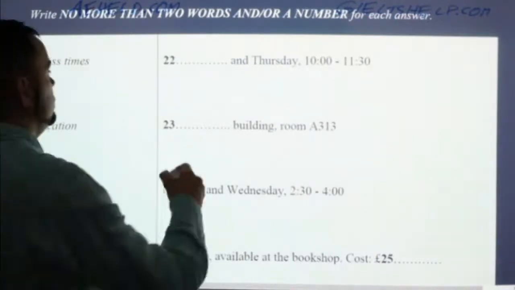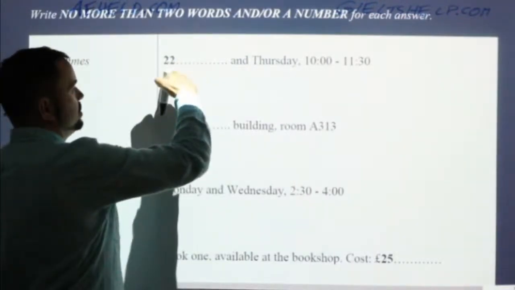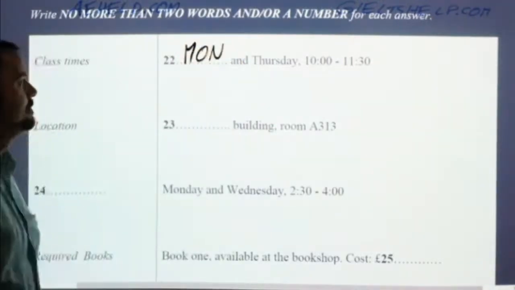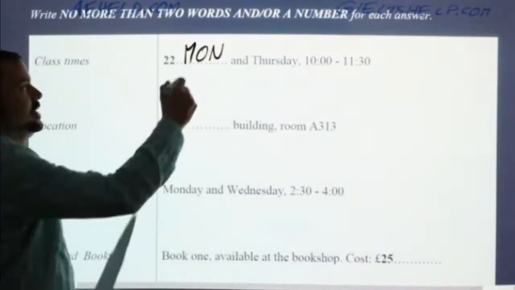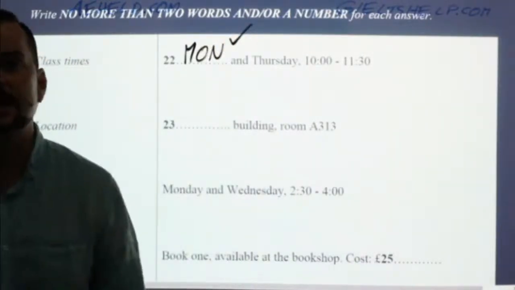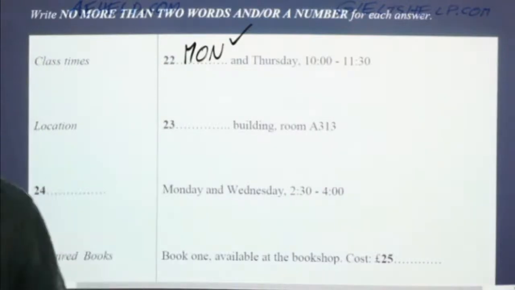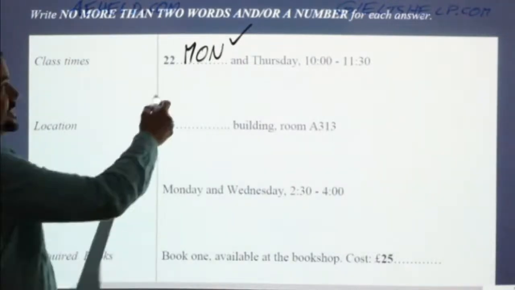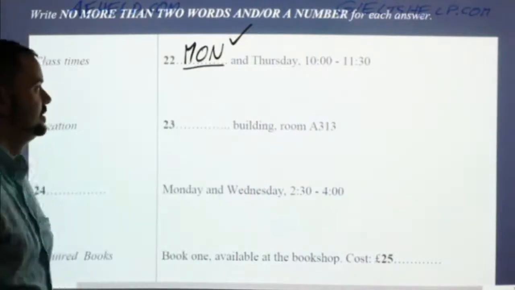All you really need to do for your answer sheet for 22 is just write MON, like that, M-O-N, okay? They will mark that correct for Monday. You can use abbreviations on the IELTS exam. It is accepted to use abbreviations, Monday, M-O-N, okay? So they will take that. That's your fastest answer and your most accurate answer.